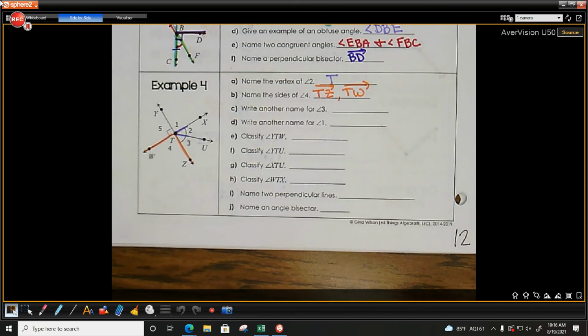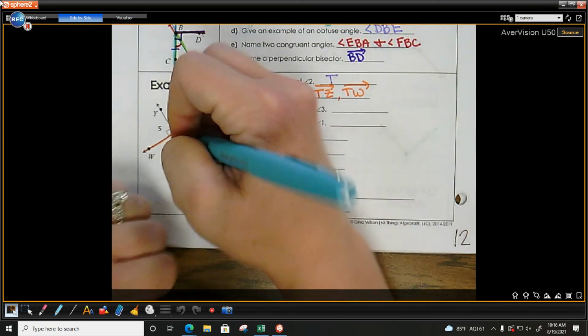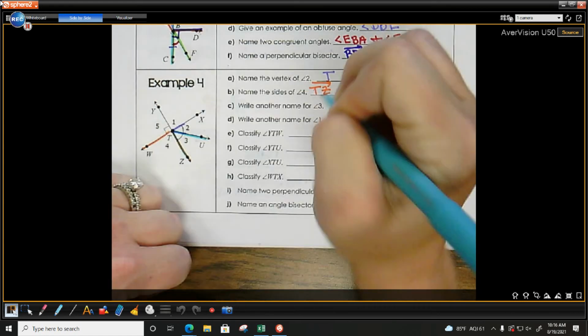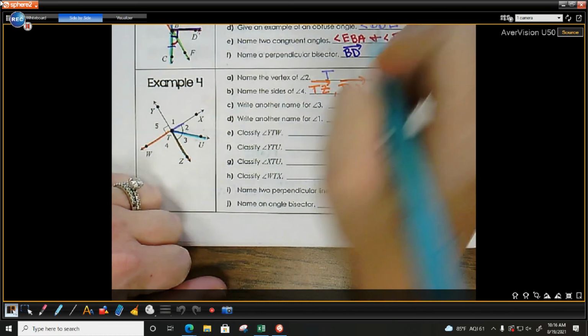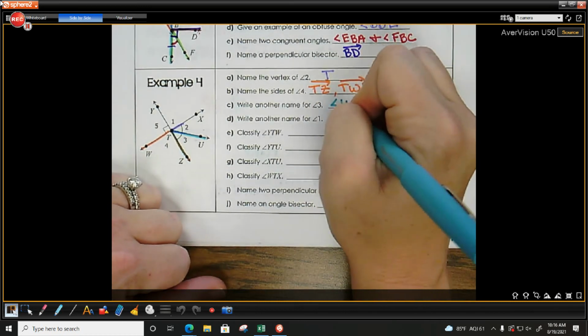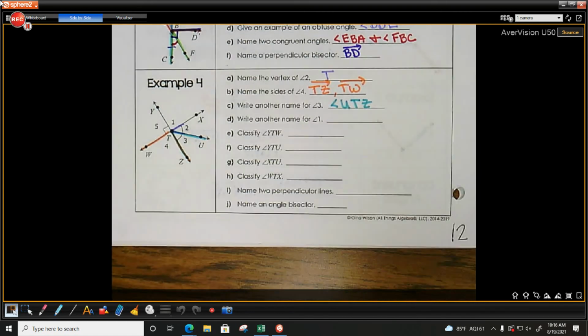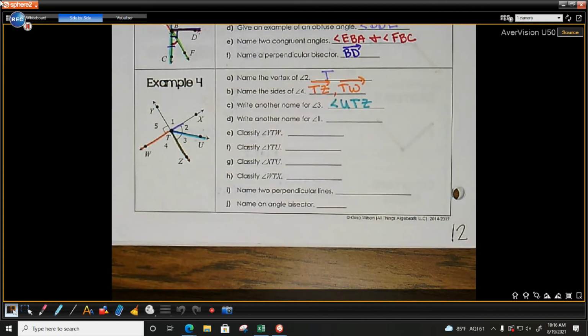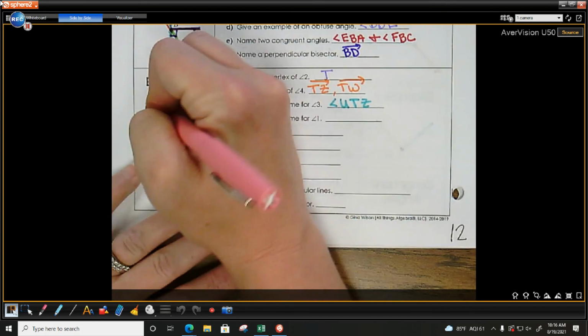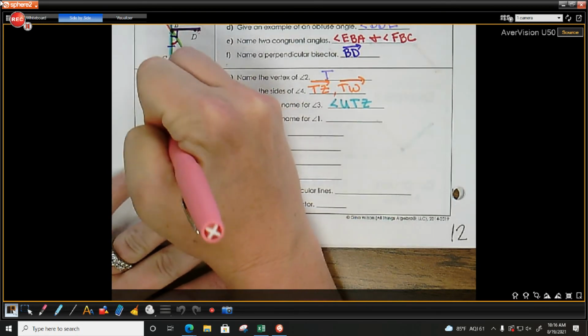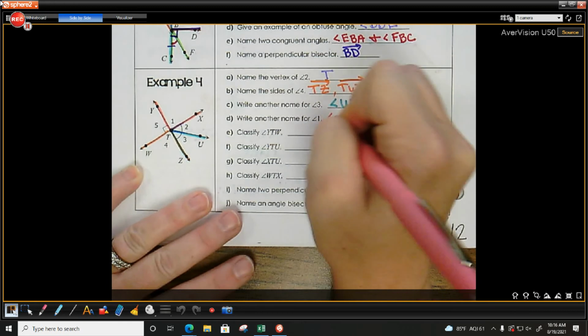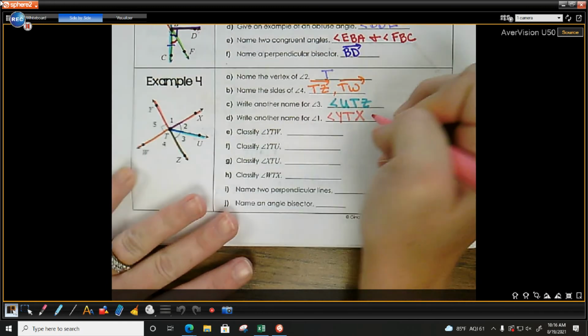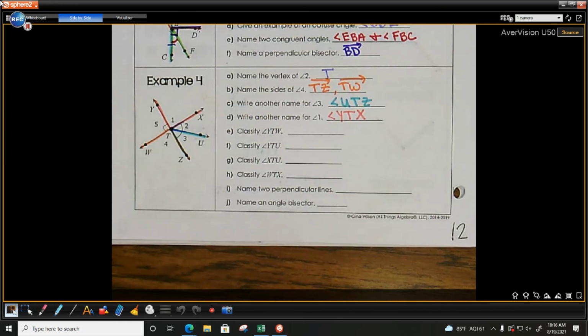Write another name for angle 3. So what's another way I can label angle 3? Angle UTZ. Notice anytime it's an angle, guys, what has to go in front? The angle symbol. Okay? What's another name for angle 1? Angle YTX. Good? Now we're going to classify.